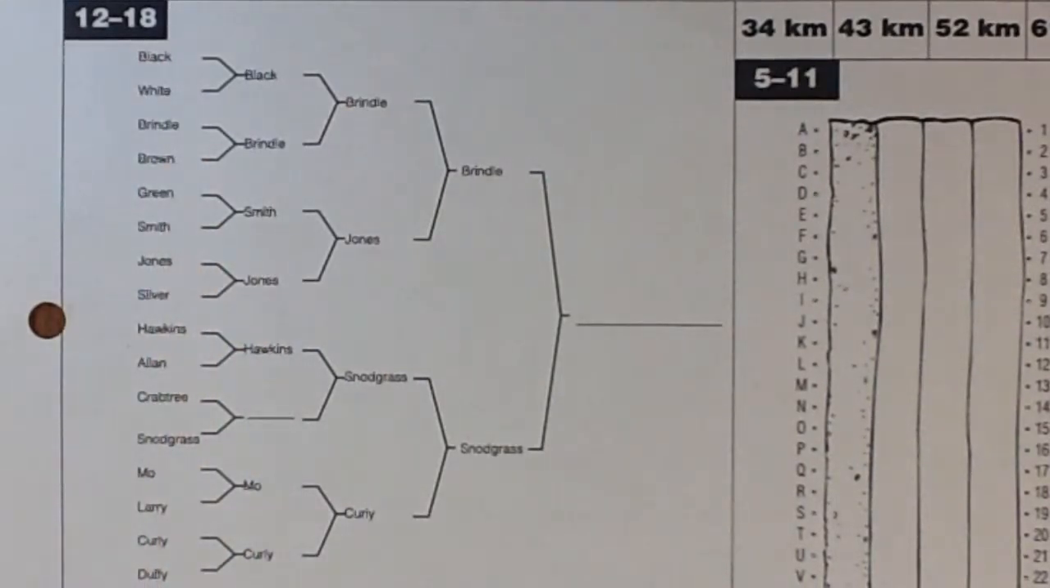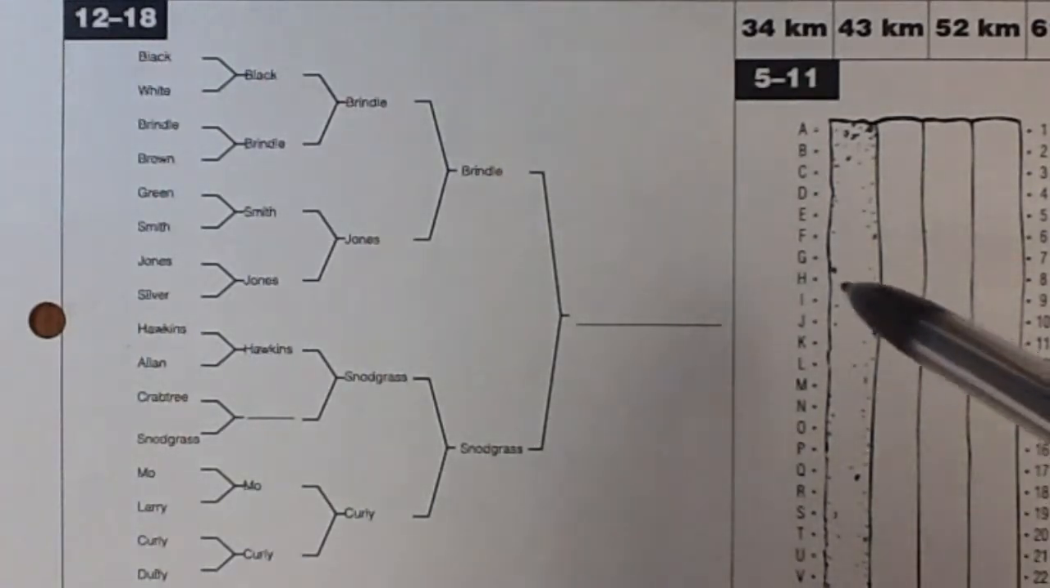Number 15, someone forgot to write the results of the Crabtree Snodgrass match. Who won the game? And I can put whatever you want. Number 16, the winner came from the top half of the draw. Who won the championship?